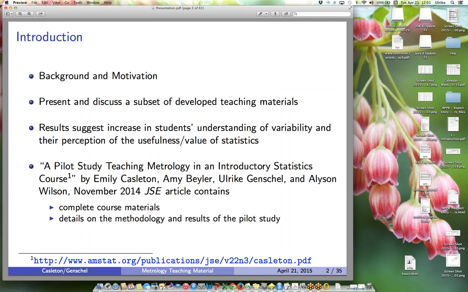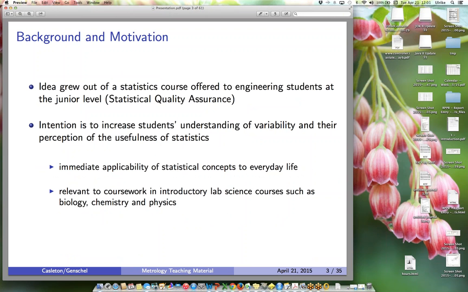So you can think of this webinar as kind of a teaser to entice you to go read our JSE article, which is referenced down at the bottom. In this article, we have the complete course materials that were developed and information about the pilot study where the materials were introduced into an intro stats course at Iowa State. And then hopefully once you read the article, you'll want to use this material in your own intro class.